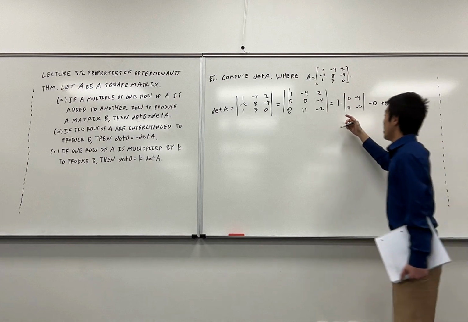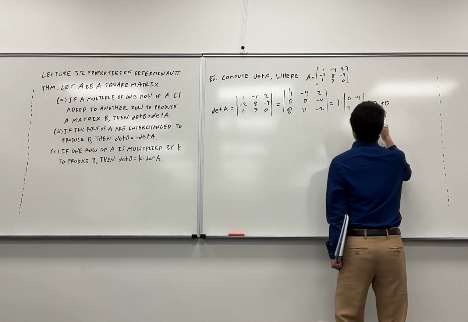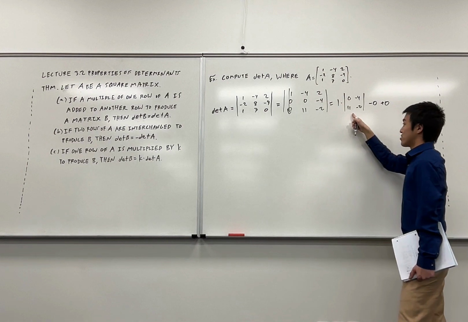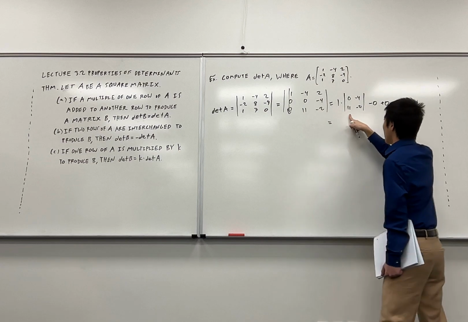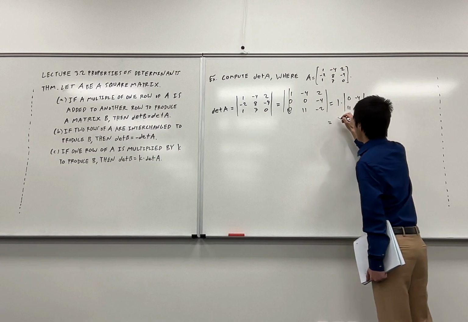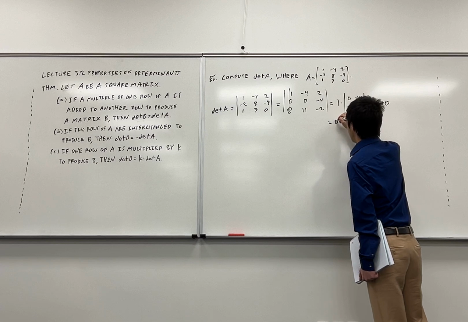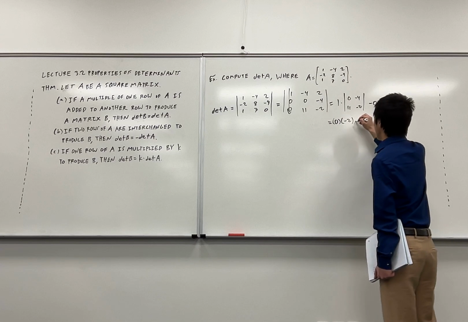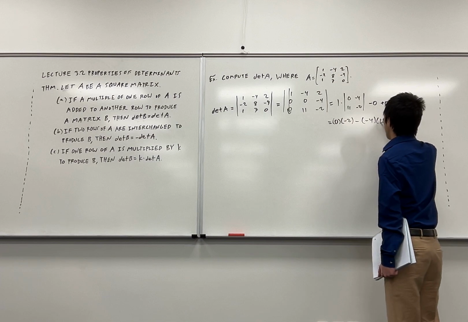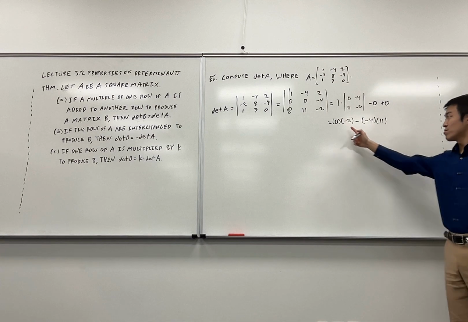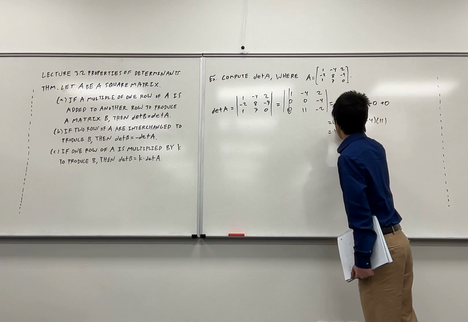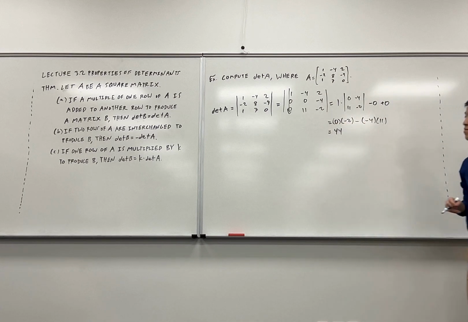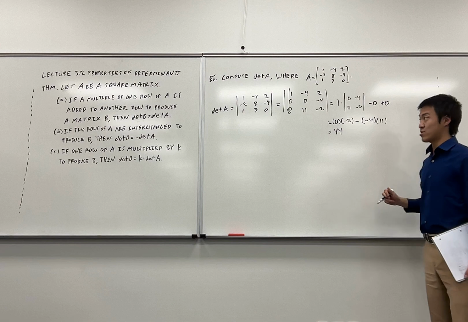Now that's pretty straightforward because this is just a 2 by 2. So it's taking 0 times minus 2, minus 4 times 11. So 0 plus 44. That is one way to get to the answer.